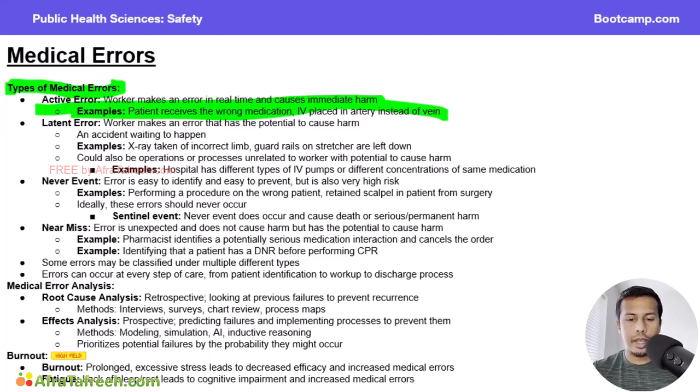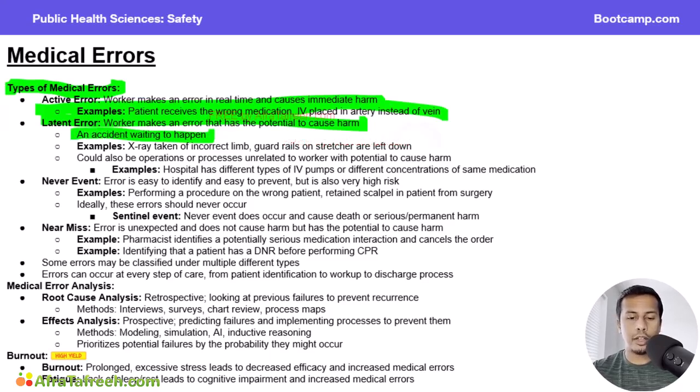The next type of medical error is a latent error, which in contrast is when a worker makes an error that has the potential to cause harm. So an active error, it immediately caused harm. A latent error, it's more latent, it has the potential to cause harm. And the more common way to say this is an accident waiting to happen. There's something that the individual is doing, or there's something wrong with the system, and this could cause serious harm.